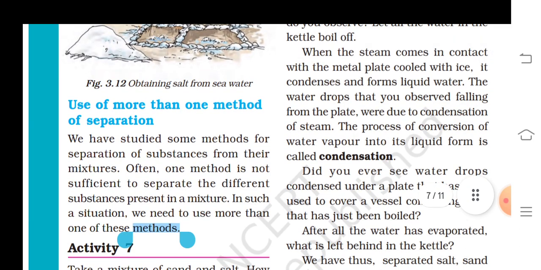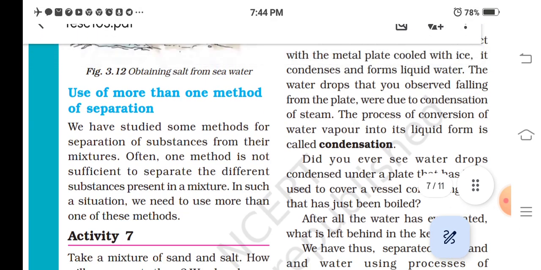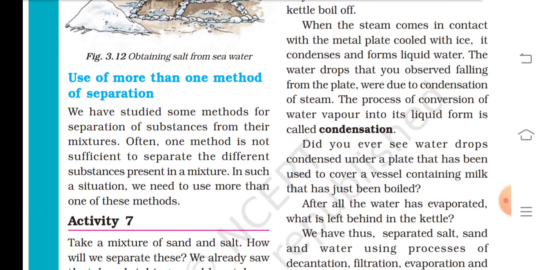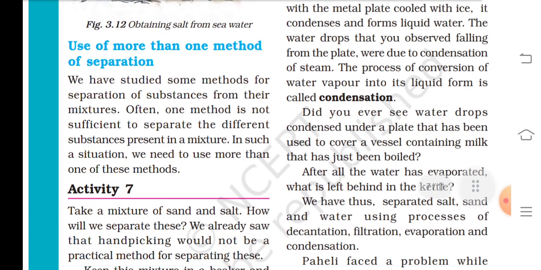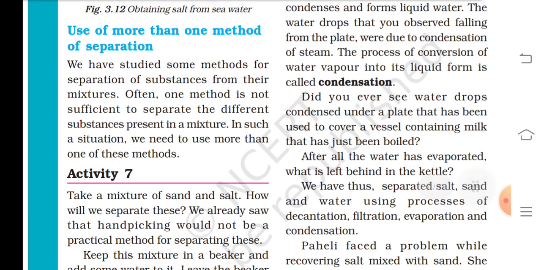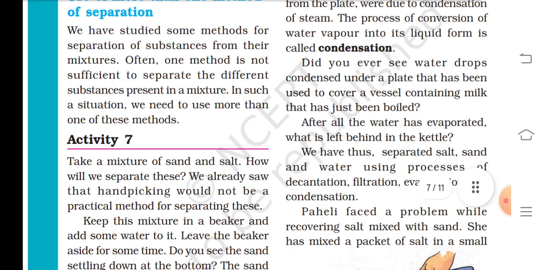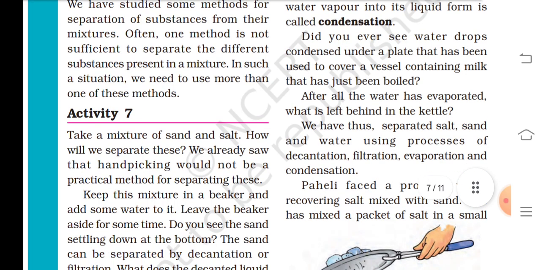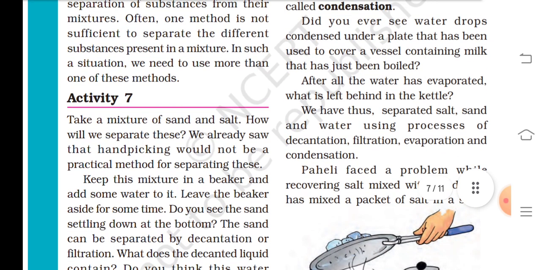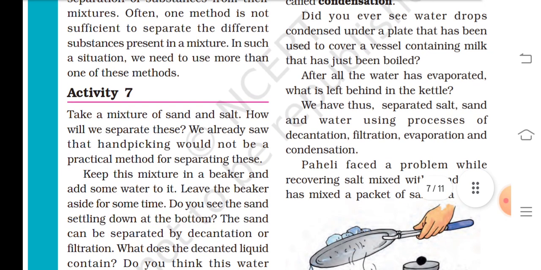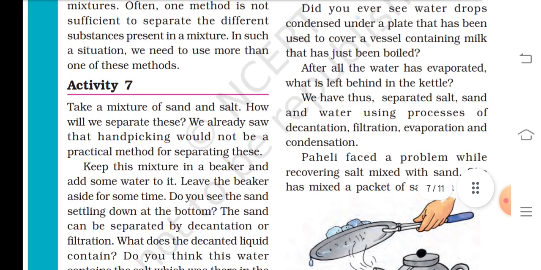When the steam comes in contact with the metal plate cooled with ice, it condenses and forms liquid water. The water drops that you observe falling from the plate were due to condensation of steam. The process of conversion of water vapor into its liquid form is called condensation. Did you ever see water drops condensing under a plate that has been used to cover a vessel containing hot food?